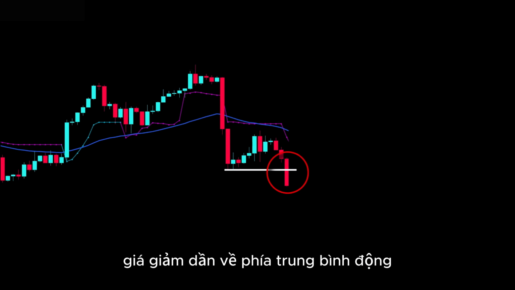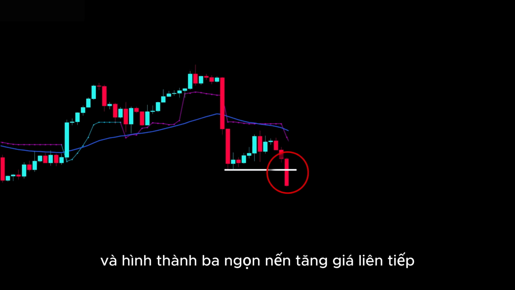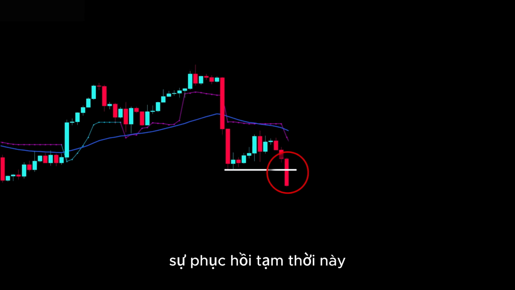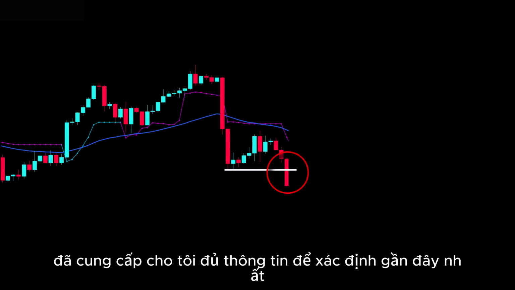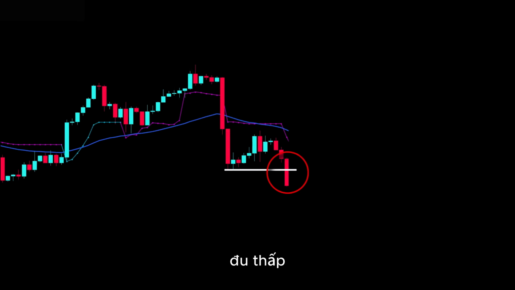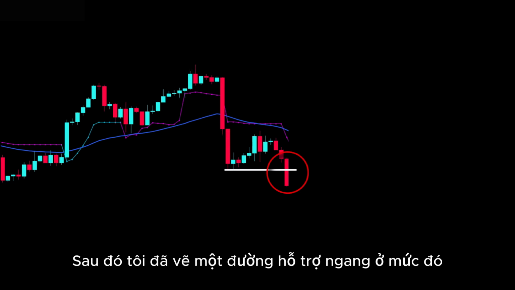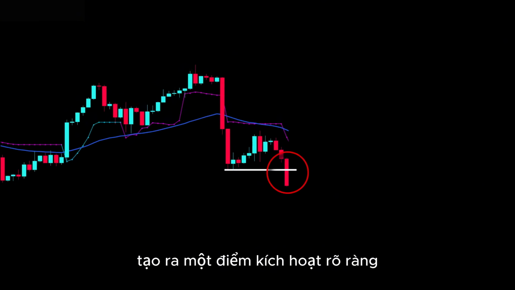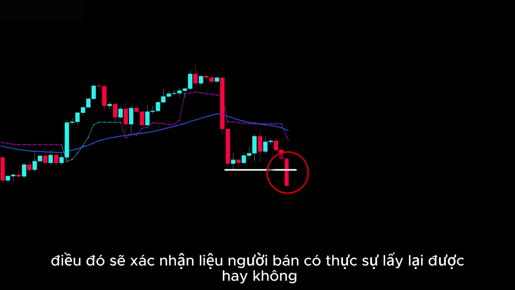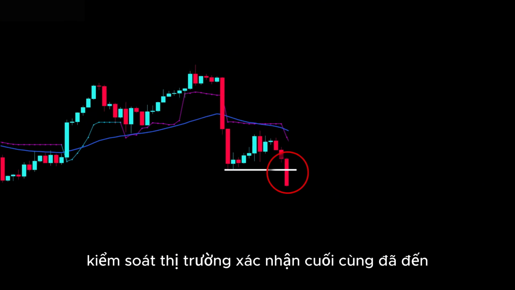As expected, the price retraced upward toward the moving average and formed 3 consecutive bullish candles. This temporary recovery gave me enough information to identify the most recent swing low before the pullback started. I then drew a horizontal support line at that level, creating a clear trigger point that would confirm whether sellers were truly regaining control of the market.